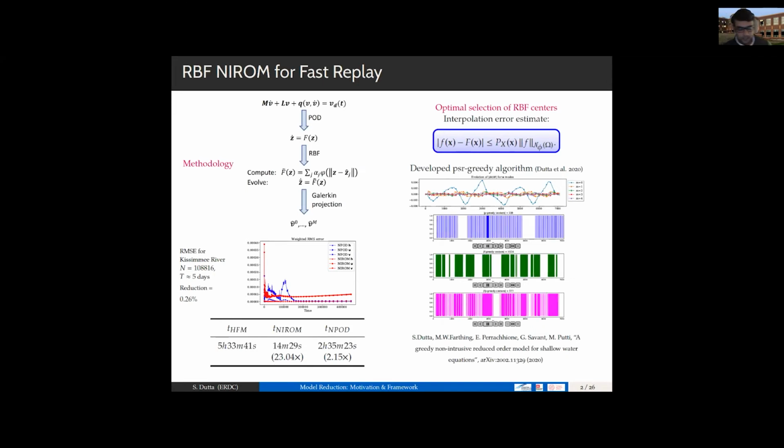So we looked at the theory behind radial basis function interpolation, and there are interpolation error estimates that we can leverage to propose this power scale residual greedy algorithm. We have shown that it does much better than any of the existing strategies for finding these interpolation centers, so that we can construct a more stable linear system for the RBF approximation, and in turn that leads to a more accurate prediction using RBFs. The preprint is available on arXiv, and it's still under review.